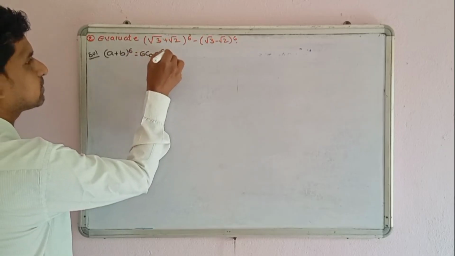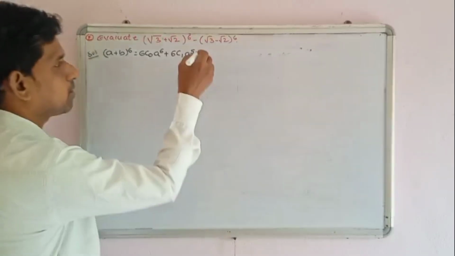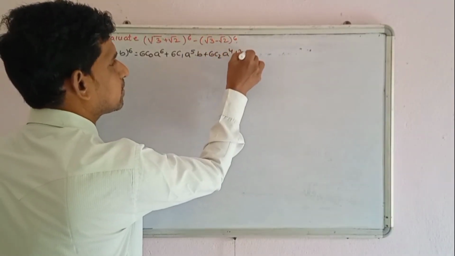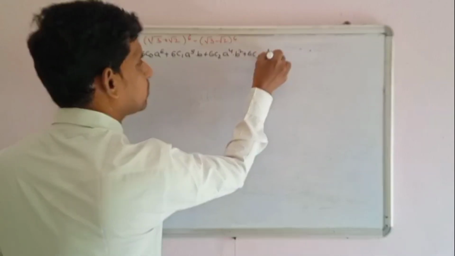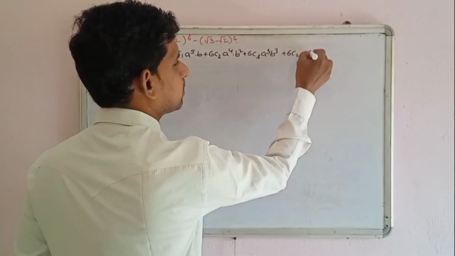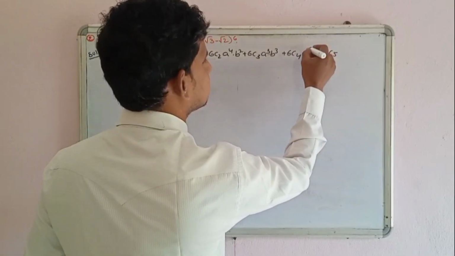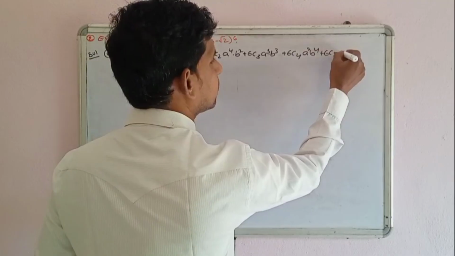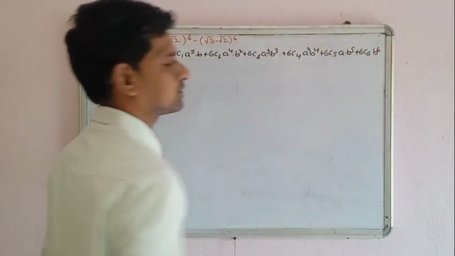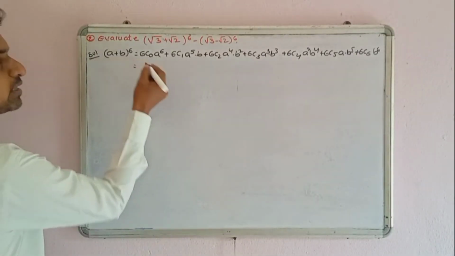6c0 a power 6 plus 6c1 a power 5 b plus 6c2 a power 4 b square, 6c3 a cube b cube, 6c4 a square b power 4, 6c5 a b power 5, 6c6 b power 6. Yes, so listen, the values of 6c0 and the rest we know.